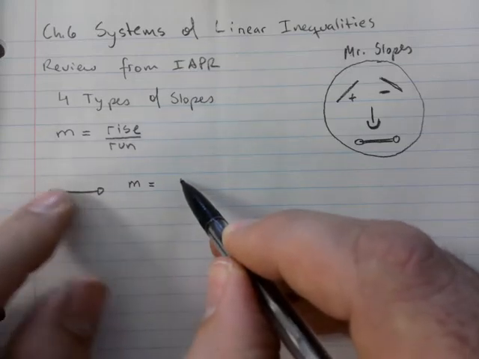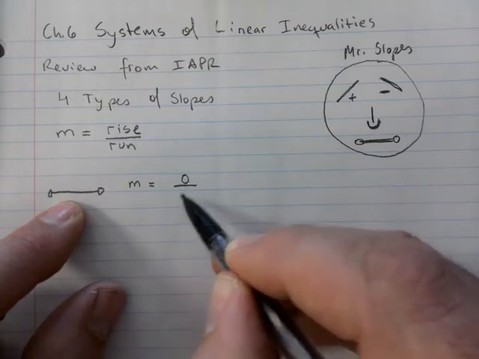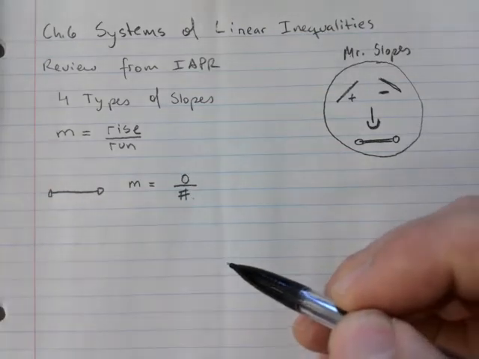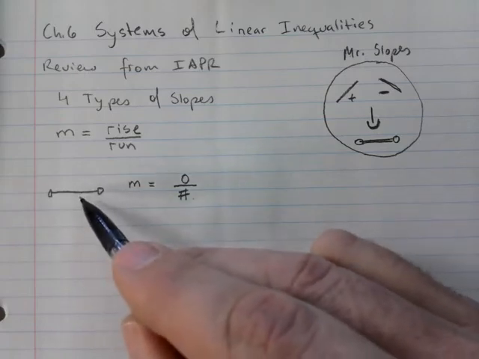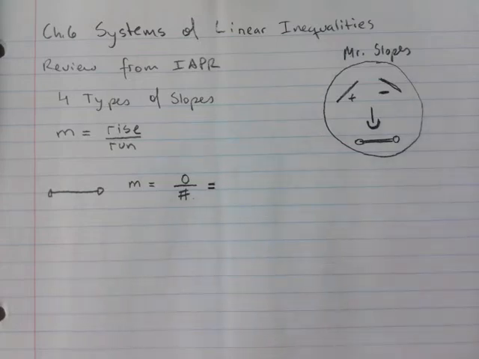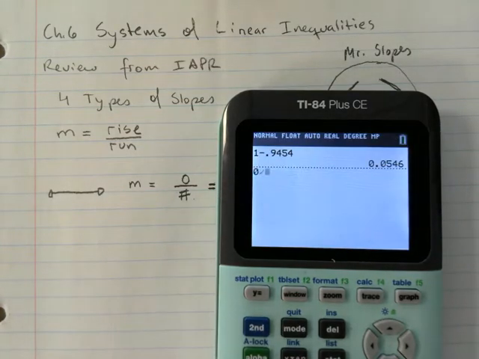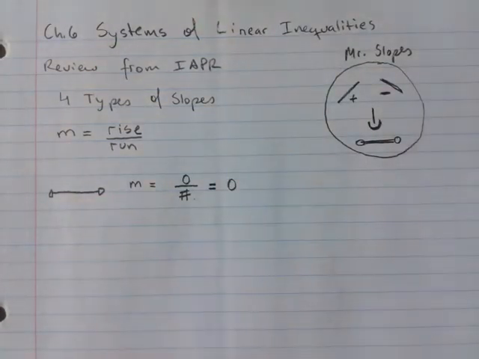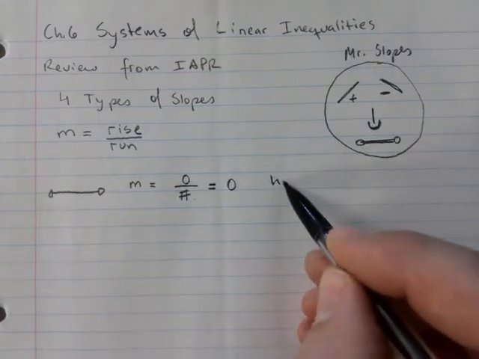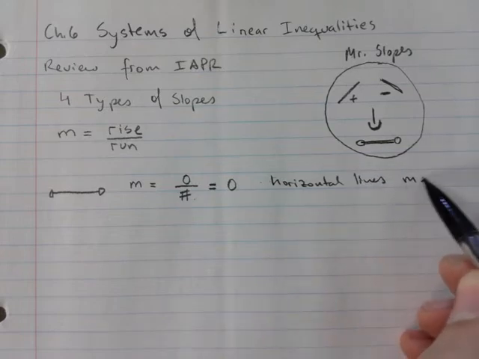What's the rise? No matter which 2 points you pick on it, you're going to end up with 0 over some kind of number. You're going to run, right? If you pick 2 numbers, you might run 5 units, 10 units, it doesn't matter. But 0 divided by anything is always what? Let's see, right? So you go 0 divided by 1,258. It's still 0, right? There's nothing you can do about that. That's why it's a 0 slope, right? Horizontal lines, right, have a slope of 0.